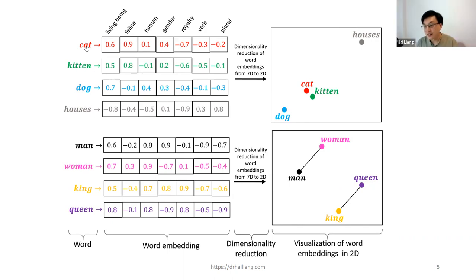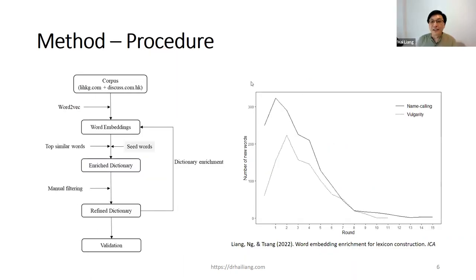Any other questions? Okay, so probably I need to continue. So, back to the point here. Why we train the word embedding, the word to vector model, is not for detecting bias. We just want to enrich our dictionary. So this is the workflow of how we enrich the dictionary.